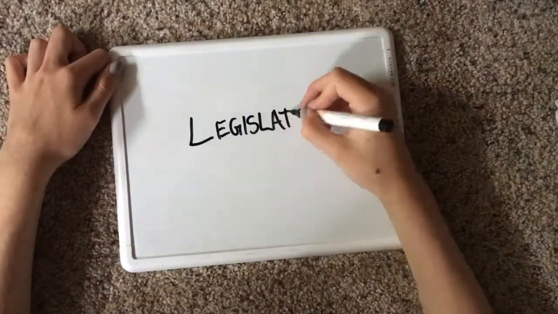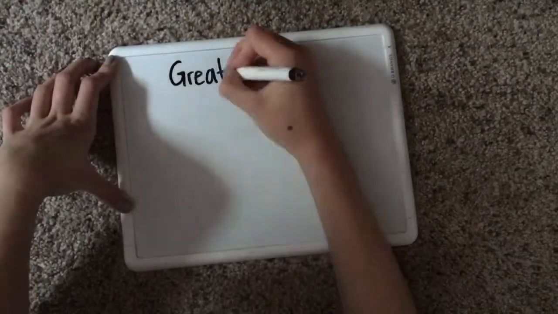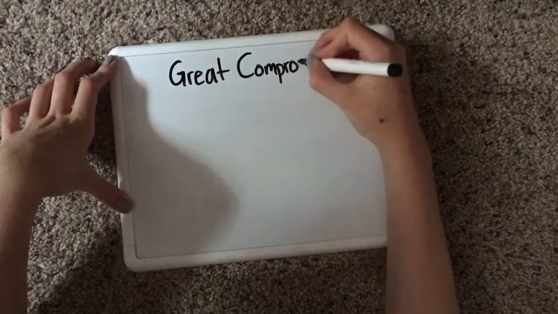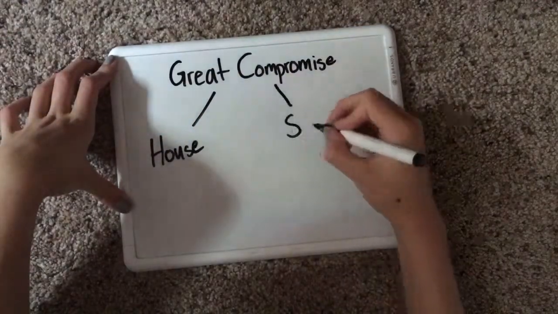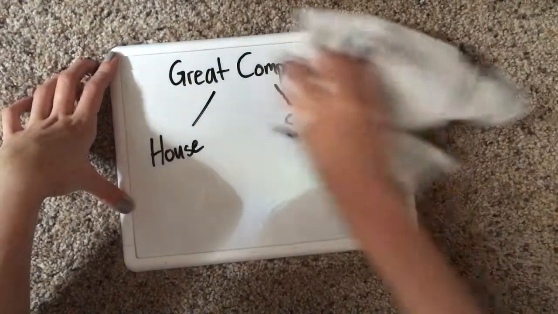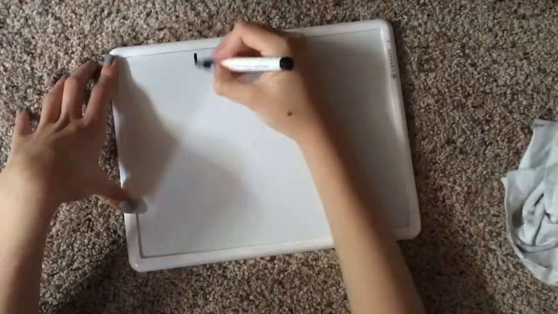The body that makes up the legislative portion of government is called Congress. Within Congress, there are two smaller bodies which were created thanks to the Great Compromise, the House of Representatives and the Senate. Each of these entities are different and have their own separate duties.